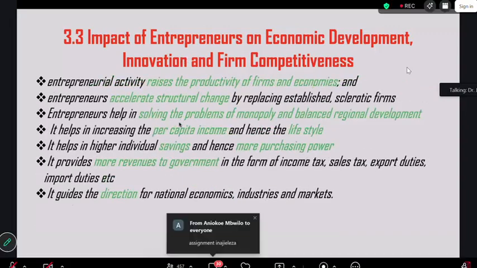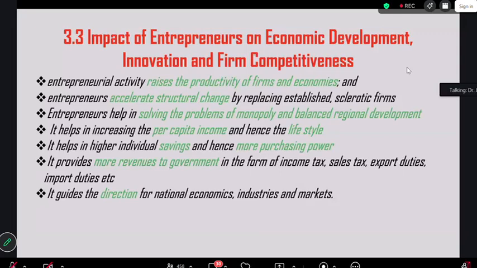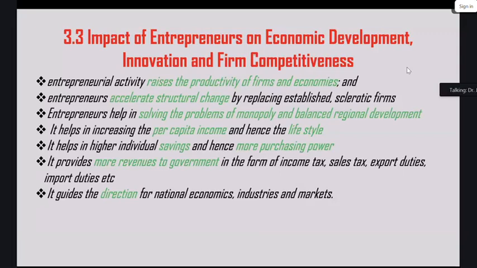Another point, entrepreneurs actively raise the productivity of firms and economies. They are much more raising the productivity. Wana mchango mkubwa sana katika uzalishaji na ukuaji wa uchumi kwa ujumla. Because when productivity increases, the government's earnings also increase through taxation and the likes. So another point, entrepreneurs accelerate structural change by replacing established or scholastic firms. So hawa watu wamekuwa na mchango mkubwa sana kwa sababu wanaleta mabadiliko. They bring changes, wanasababisha ambao tunaita ni structural change. Wana replace existing ways of doing things. Wana replace existing firms that cannot adopt changes and the likes.